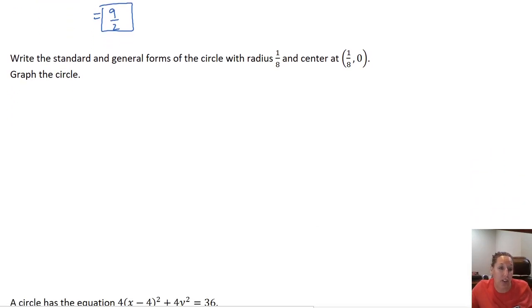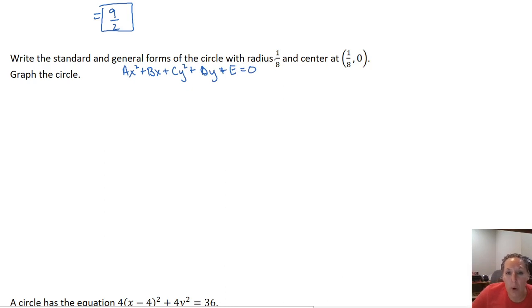All right, let's find the standard and the general. So general means we're going to multiply everything out, and we're going to write it in the form of ax squared plus bx plus cy squared plus dy plus e equals 0, which is going to be general form. So we're going to expand everything as much as we can.